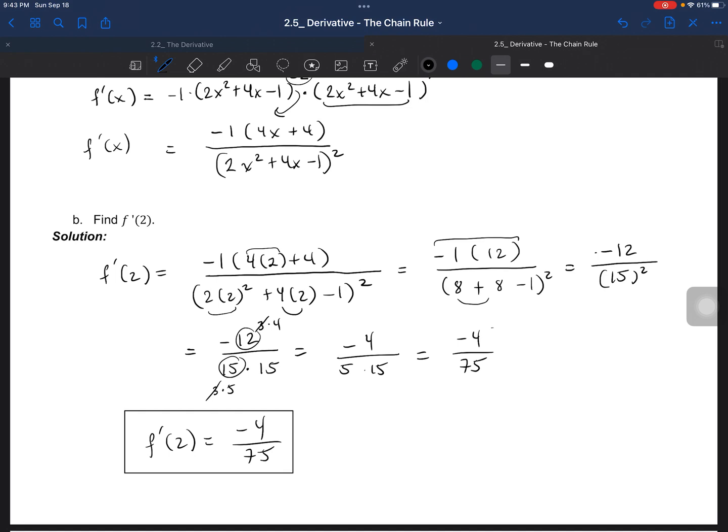All right, so we found f prime of 2. I hope you guys found this helpful. Please let me know if you have any questions.